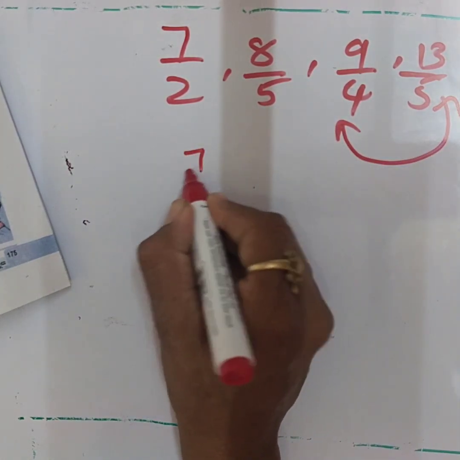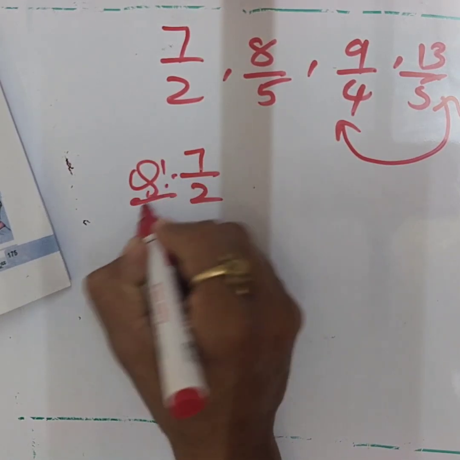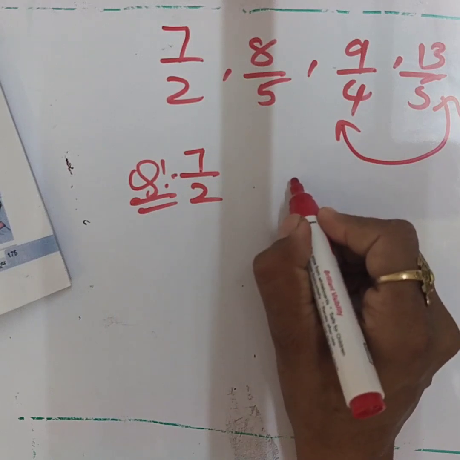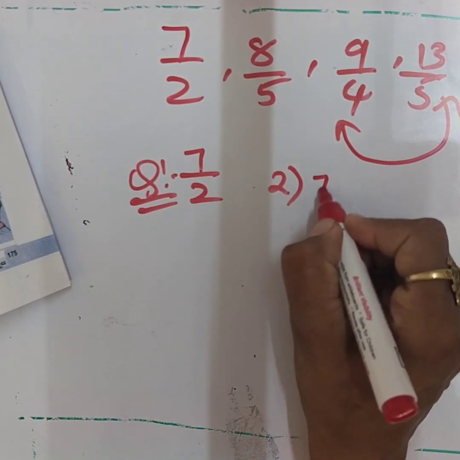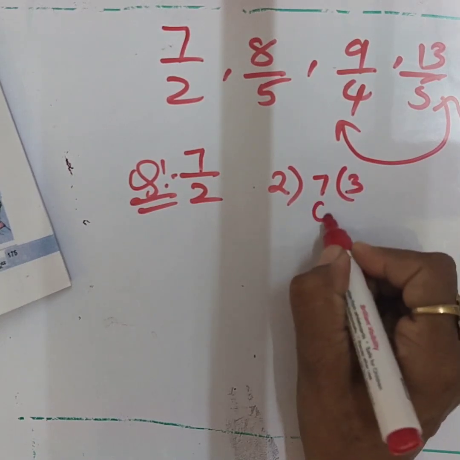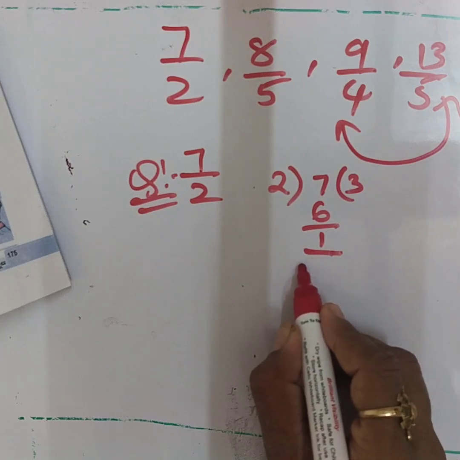Okay, 7/2 I am taking first. So I am converting 7/2 into a mixed fraction. At the first step, I am going to divide the numerator by the denominator. 2 threes are 6, and the remainder is 1. So I am going to write it as a mixed fraction.